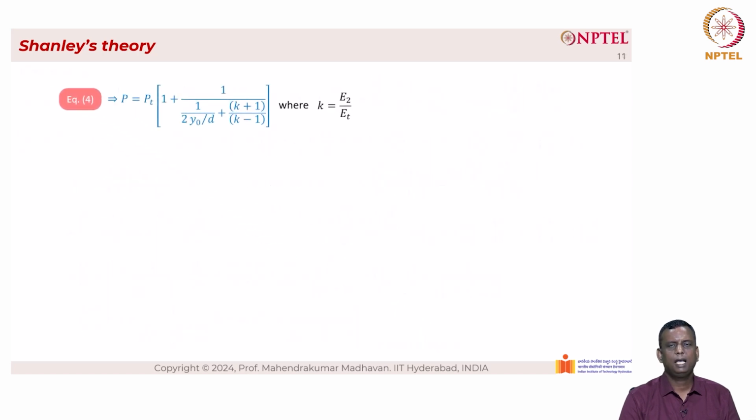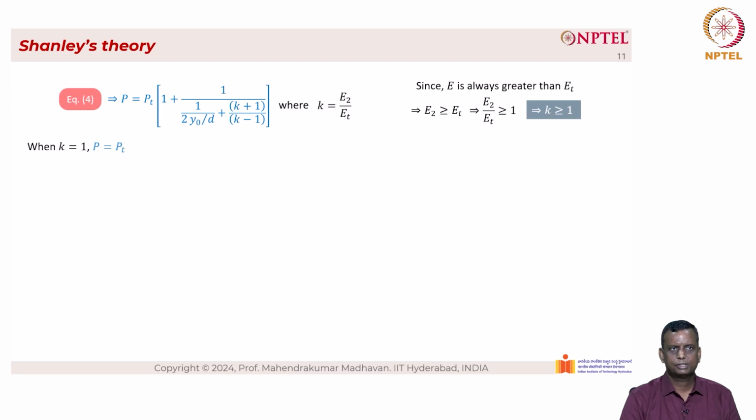So here k equal to E_2 by E_t. Since E is always greater than E_t, we also know that E_2 is greater than E_t. So E_2 by E_t is greater than 1, which indicates that the minimum value of k is 1 and k can be greater than 1. So when k equal to 1, the second term within the brackets on the right hand side is actually 0. So P becomes P_t.